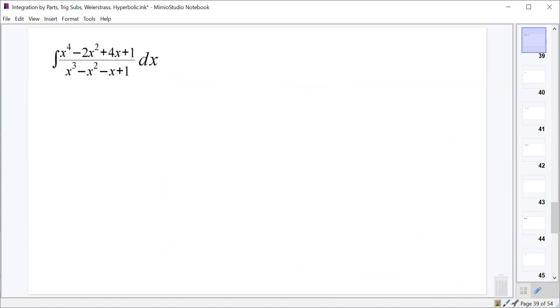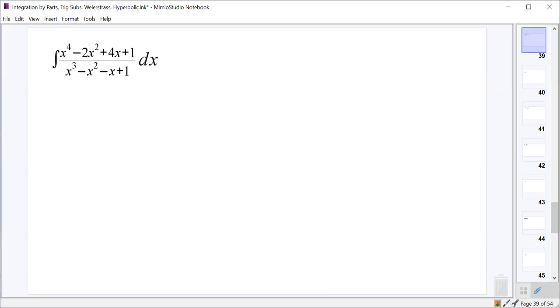All right, so let's take a look at this one. x to the fourth minus and so on, over x cubed minus and so on. So first thing we should look at is, is it a simple special case that we know? No, definitely not. Is there a simple u substitution that we could use? Unlikely. We'd want to get rid of that entire denominator, and then we'd need a 3x squared minus 2x minus 1. We've got nothing close to that up there.